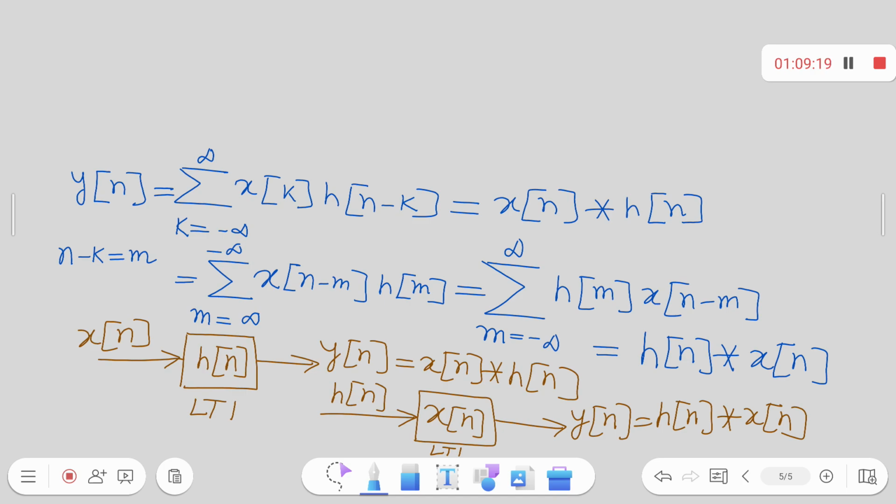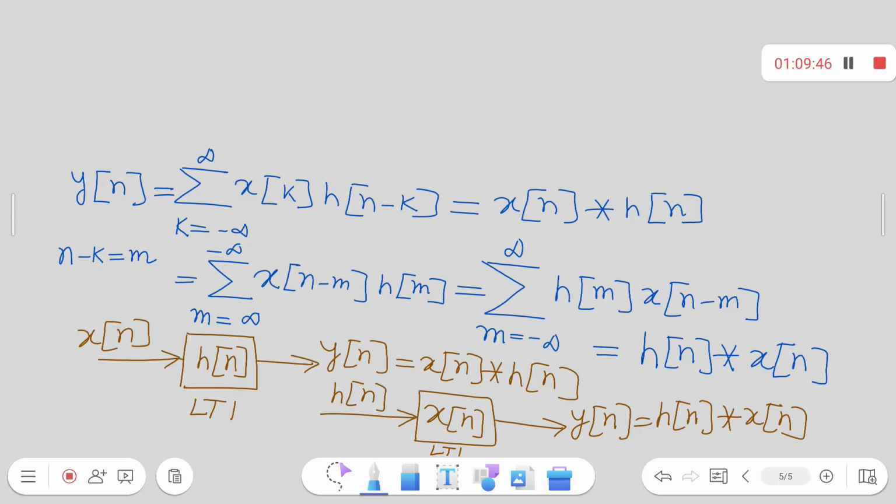So if the impulse response of the system is treated as an input, and the input is treated as an impulse response, if the roles are reversed, then the output will be the same. There is no change in the output. Remember, this is true only for an LTI system, not for any other system. Clear?